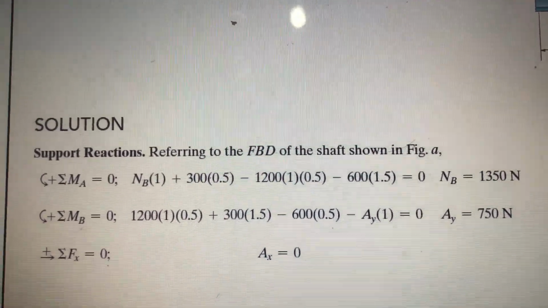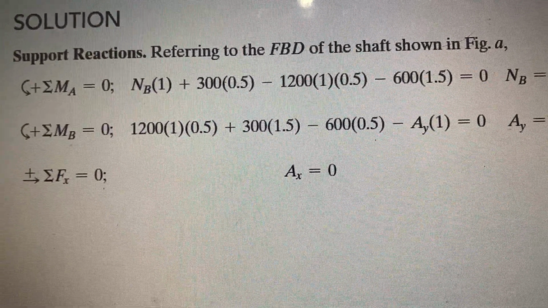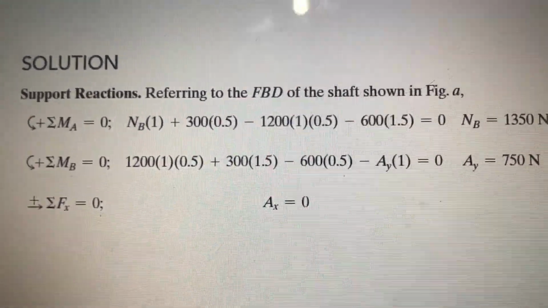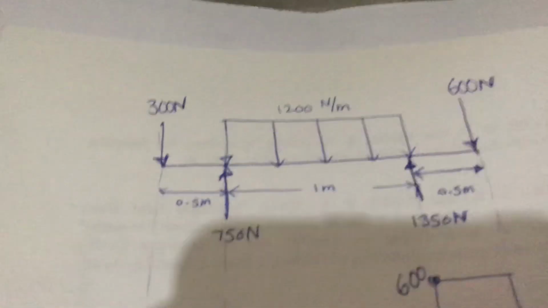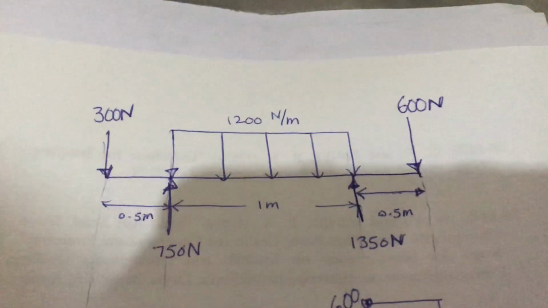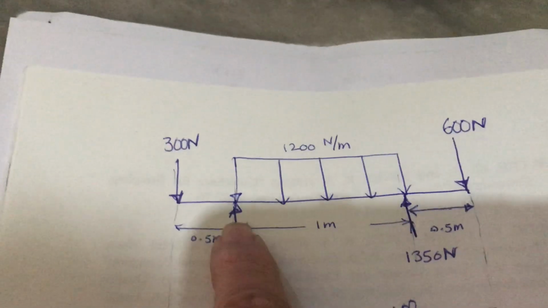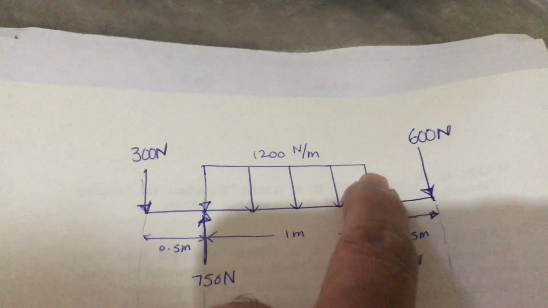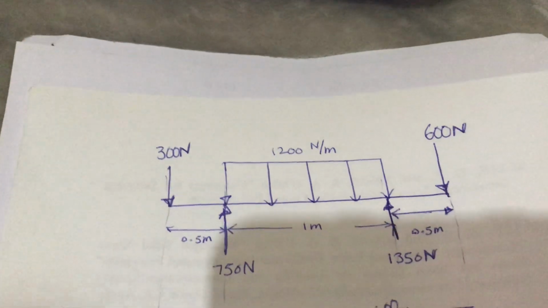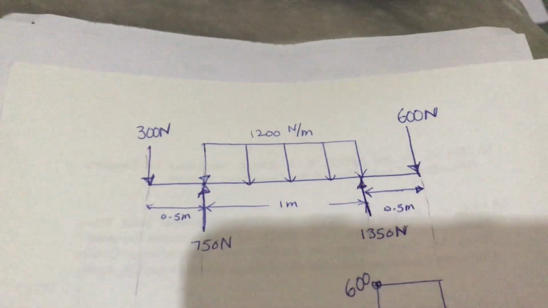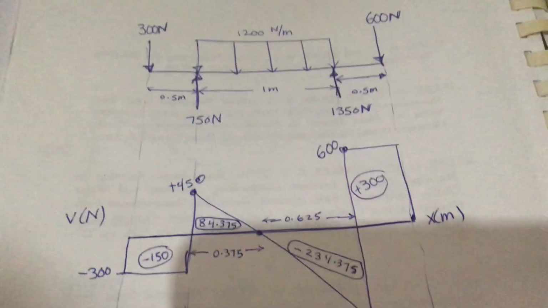So AY is 750, and for summation of force in the X, there is no force in the X axis, so AX is zero. So we have right now BY 1350 and AY 750. Now from this you put it in the figure like this: 750, 1350, and this is the uniform distributed load. Figure it like this, and then let's do the shear diagram first.